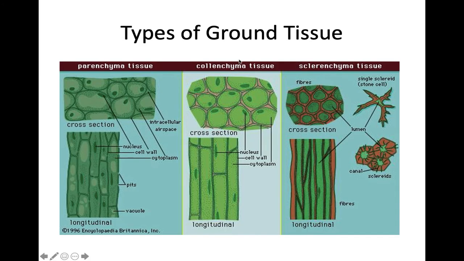So let's talk a little more about the different types of ground tissue. There are 2 types. You can have the fibers, which I just mentioned. These are long and fibrous. You can find this in examples like flax, which can be made into fabric. You can also collect these and cure them to make linen. So some of this fibrous stuff is what we use to make our clothing.